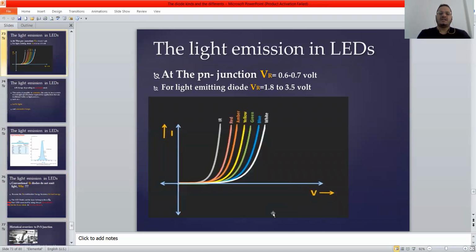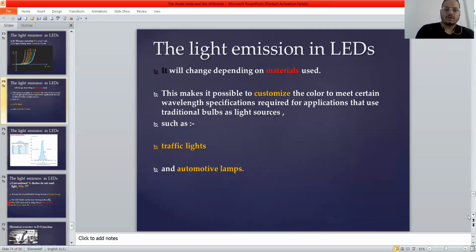This is important here. This plot, this diagram illustrates to us different waves, different colors. Starting from IR at 1.8 volts and 3.5 volts at white color. Different from the PN junction, because at the PN junction, the exponential current will start at 0.6, 0.7. It will change depending on the material used.